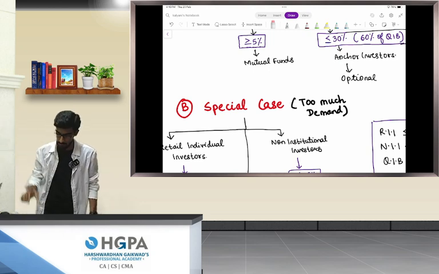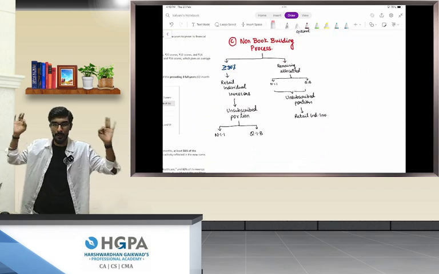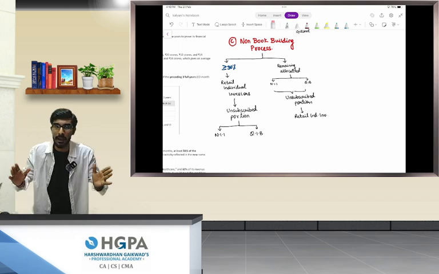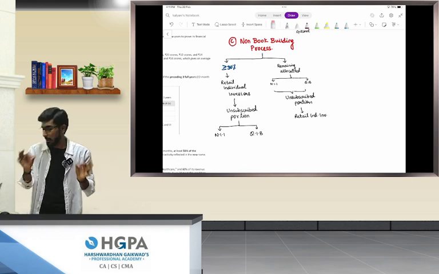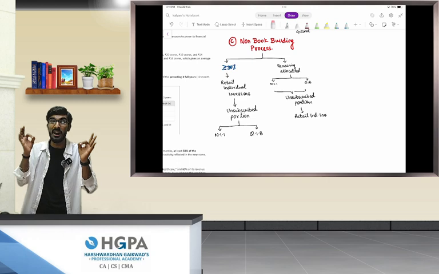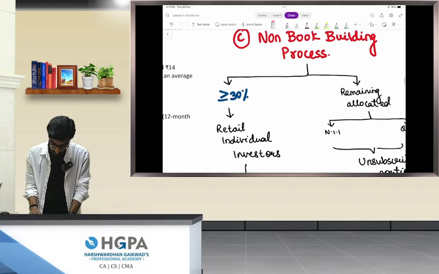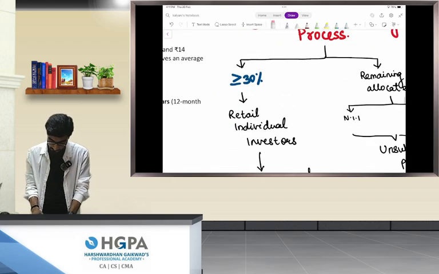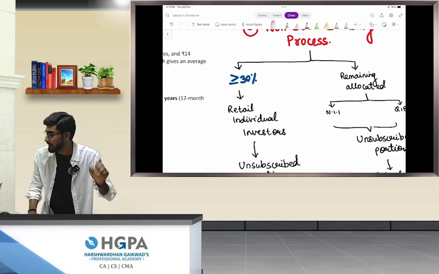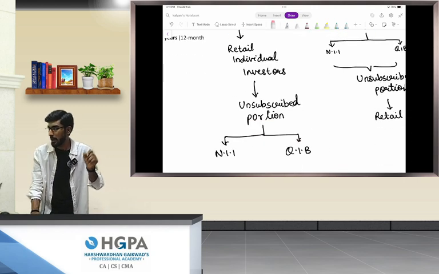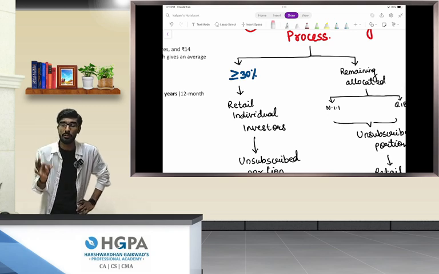Okay, big players. Cool. Last concept is if price is determined based on fixed price. How will the shares be allocated? If price is determined based on fixed price, how will the shares be allocated? At least 30% should be given to retail individual investors.